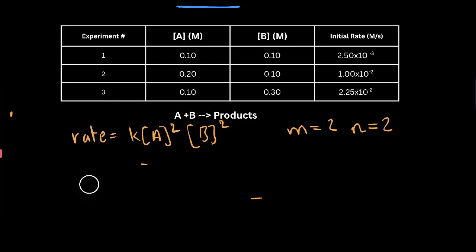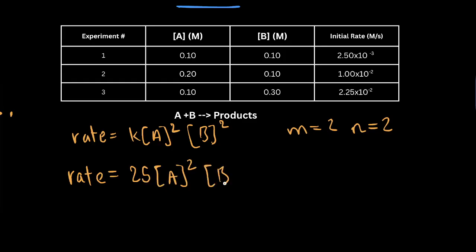If you wanted just the orders or the overall order, you know how to do that now. But if you want to write out the overall rate law itself for this specific reaction, that's going to be rate equals, now we have our rate constant of 25 times A squared times B squared. So any concentrations of A and B that you plug in here, you're going to be able to figure out the rate given those constraints.